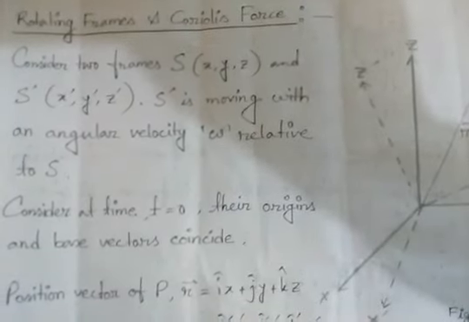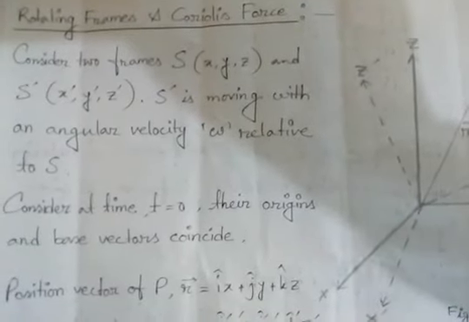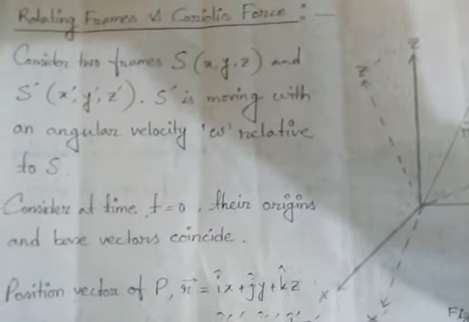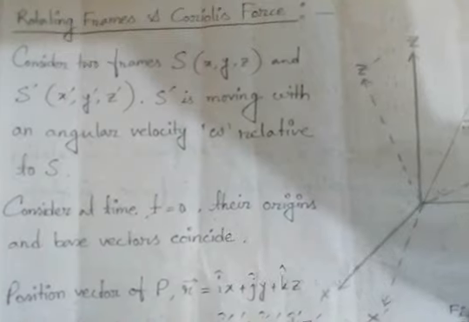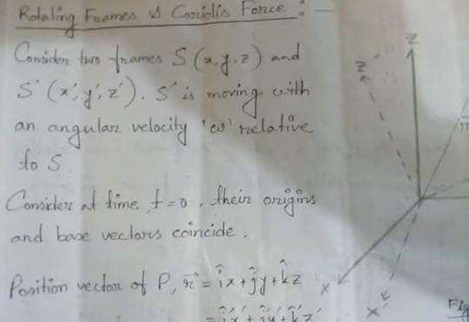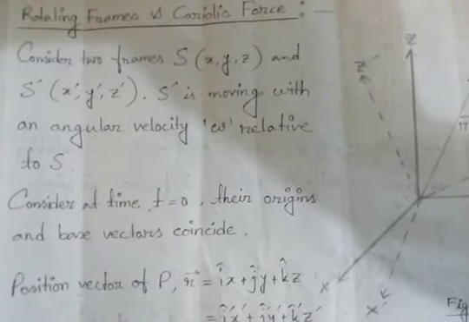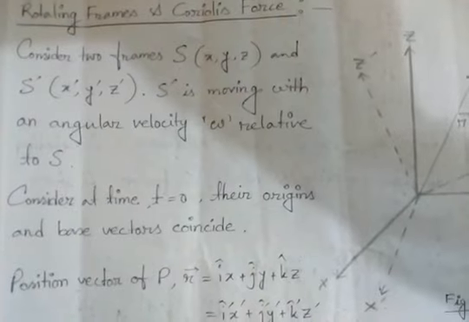Rotating frames and Coriolis force. Consider two frames S and S dash. S dash is moving with an angular velocity omega relative to S. Consider at time t equals 0, their origins and base vectors coincide. See the figure.